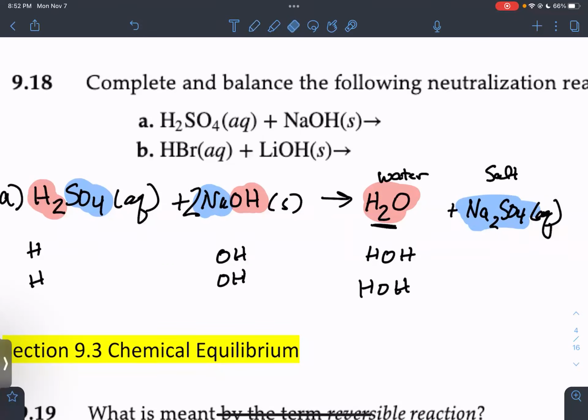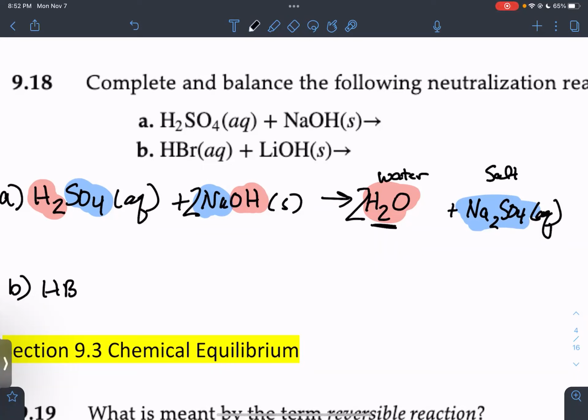And then check your other substances. Okay, let me erase that. So then check your other substances. Is everything else balanced? You just need to put a 2 right there in front of water because you made 2 water molecules. Okay, B, last one.